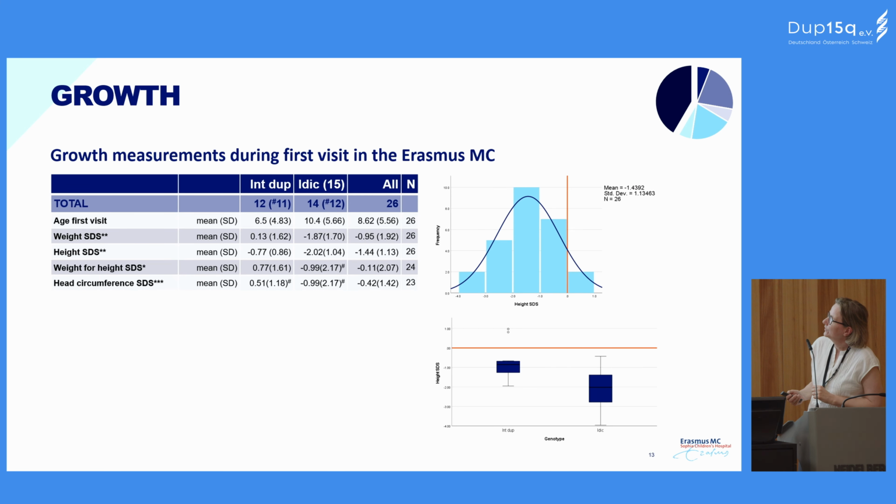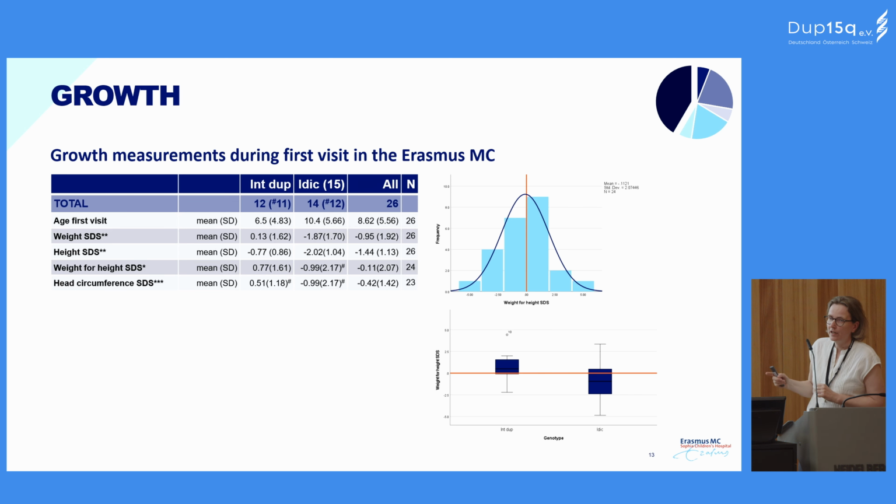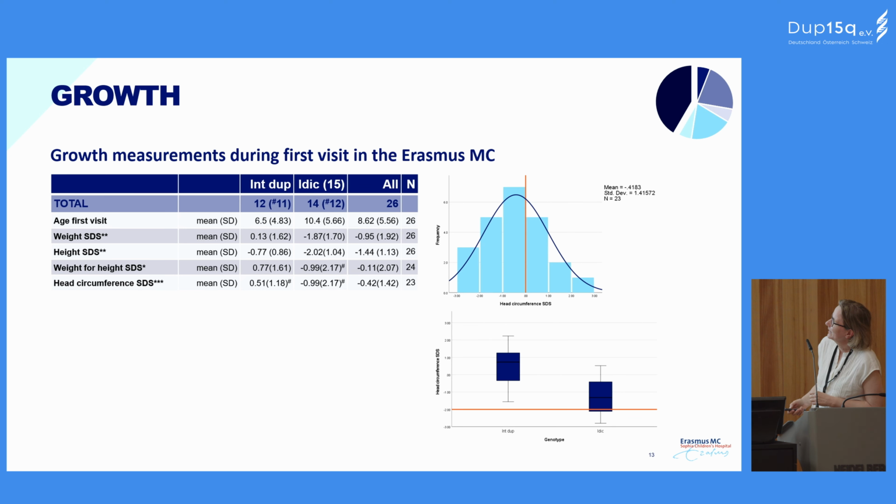And then again, the growth, smaller, again the genotype difference. This is weight for height, because as a pediatrician, you always have to look at the proportion, not only the weight. They're also small, but even when corrected for their height, they still have a low weight. They're tiny, yeah, this tiny, very active. We also looked at the head circumference, and that was actually quite normal. Well, at least it was not completely normal, but within the normal range.